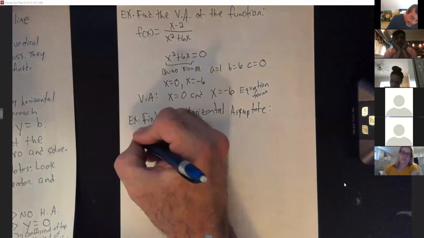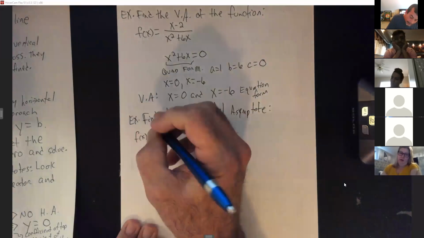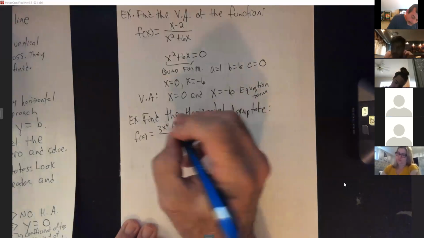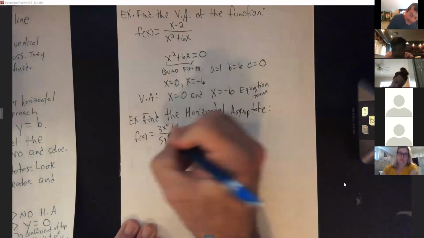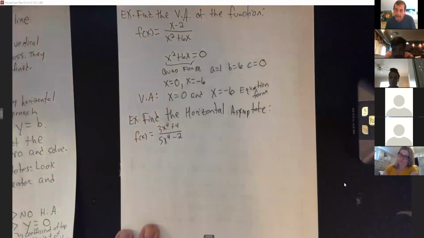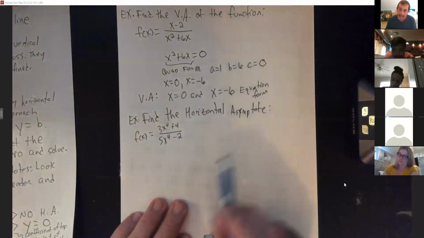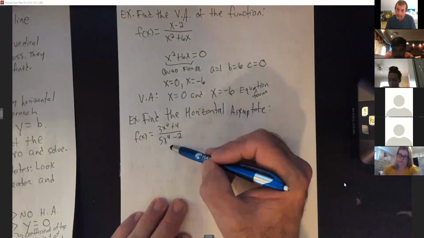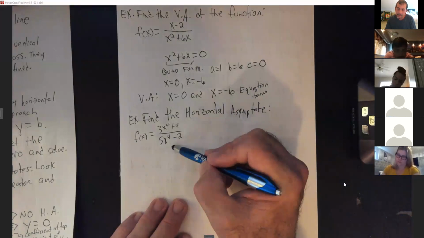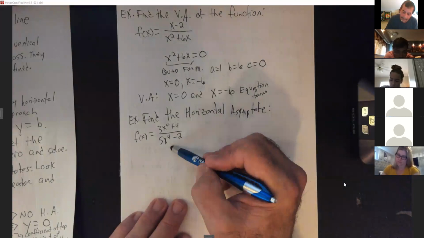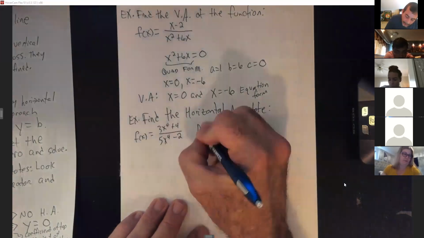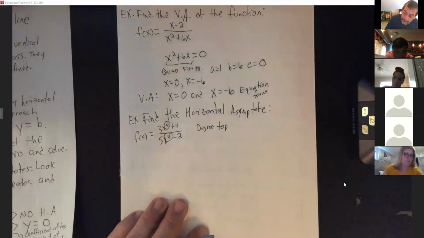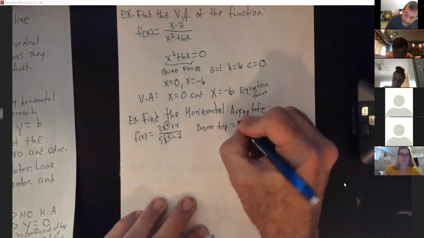So my first one, I got f of x equals 3x to the 4th plus 4 over 5x to the 4th minus 2. So remember, for horizontal asymptotes, I got to look at the degrees. Is the degree on top bigger than the bottom? Is the degree on the bottom bigger than the top? Or is the degree on top equal to the degree on the bottom? On this one, the top has a degree 4. The bottom has a degree 4. So the degree of the top is equal to the degree of the bottom.